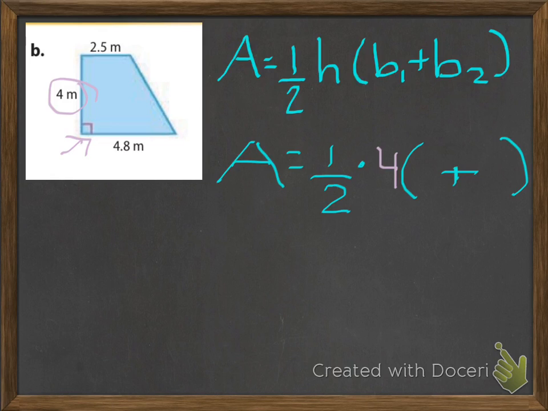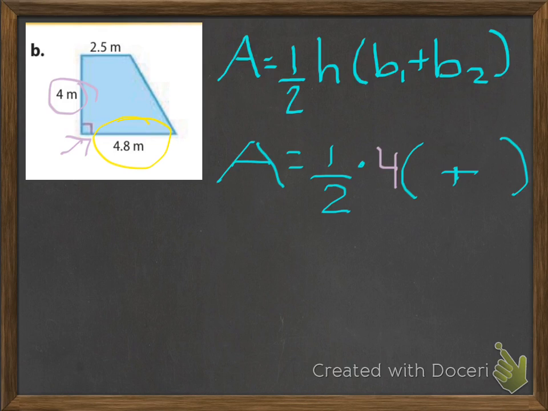And then we're going to look for base 1 or base 2. And again, they're interchangeable. So now you've got 4.8 here. All right, so I've got my pen situation here under control now. So the height is going to be 4 meters. We're just going to put the 4 there.